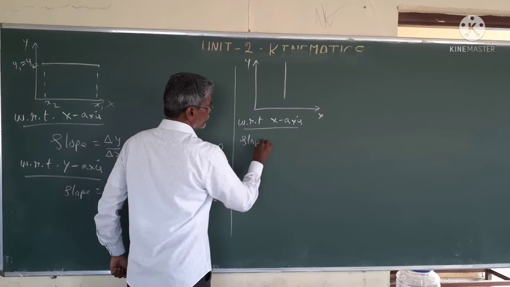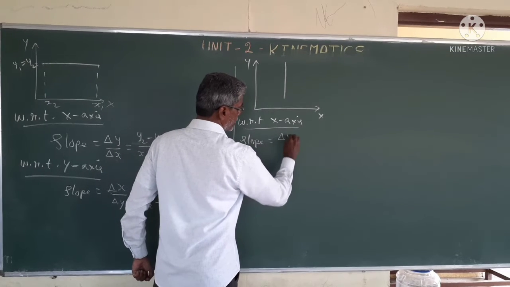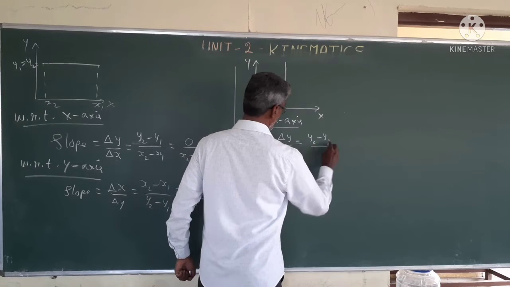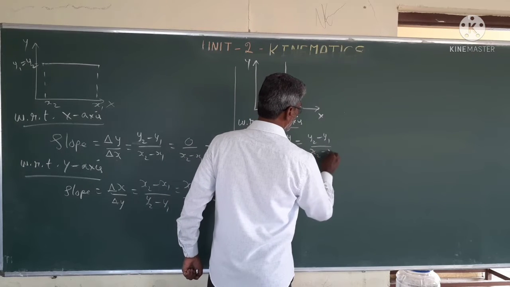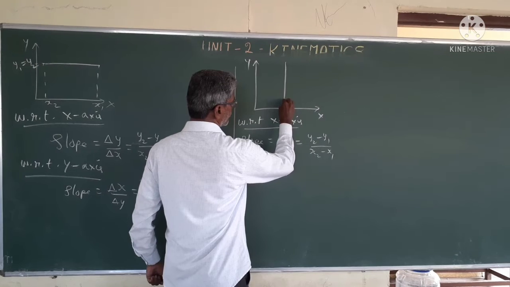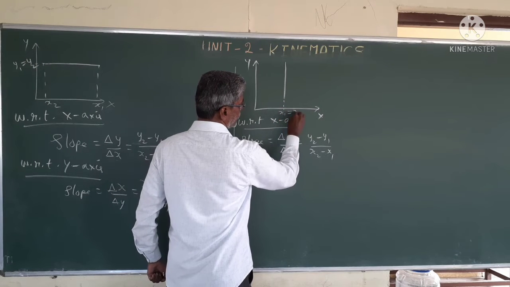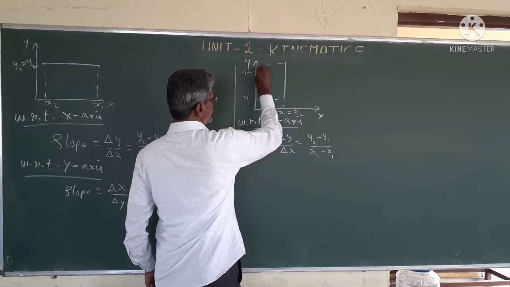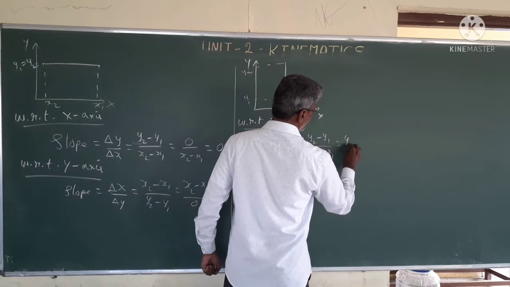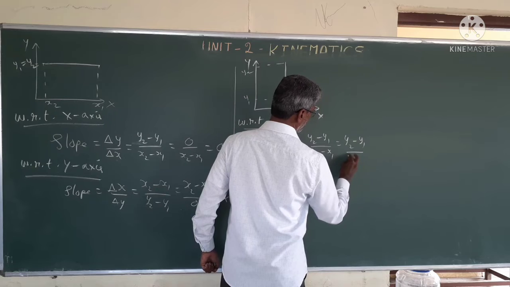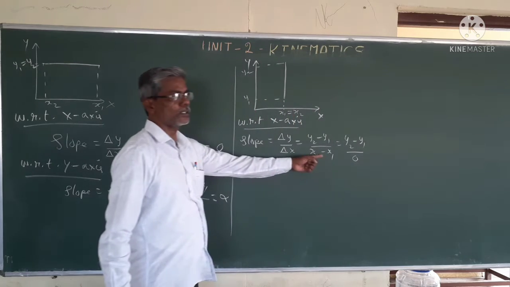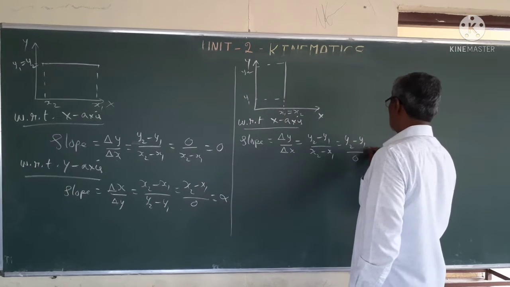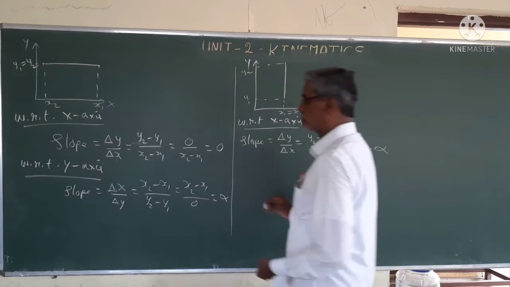So slope is equal to delta y by delta x, that is (y2 minus y1) by (x2 minus x1). Here x1 is equal to x2, but y1 and y2 are different. So I can write (y2 minus y1) by (x2 minus x1), and since x1 and x2 are equal, x2 minus x1 is equal to 0. So any number divided by 0 is equal to infinity.